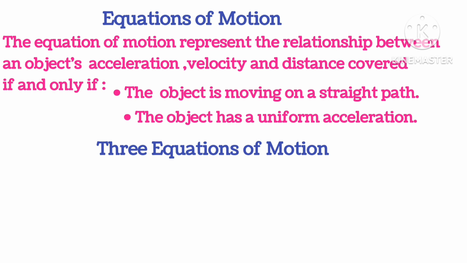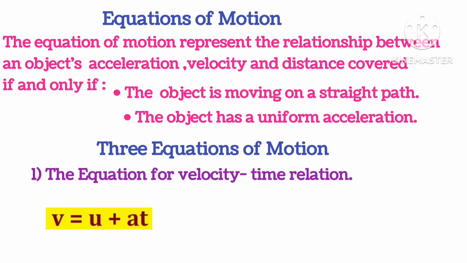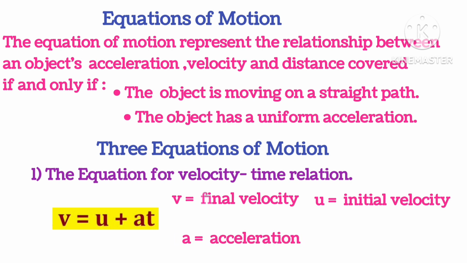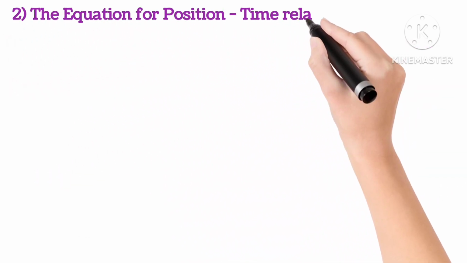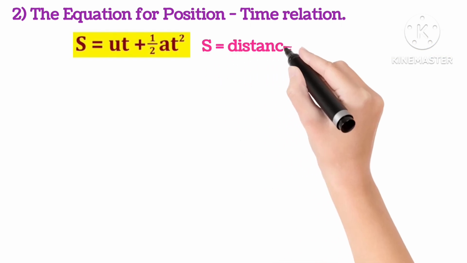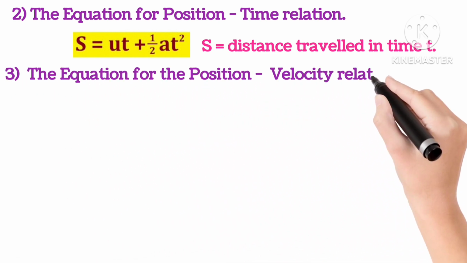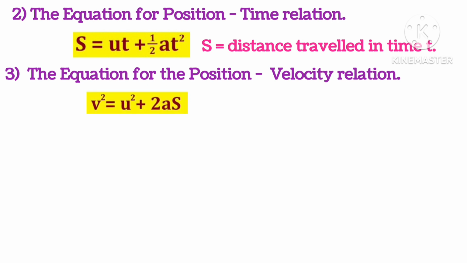Three equations of motion. The equation for velocity time relation: v is equal to u plus at, where v is the final velocity, u is initial velocity, a is the acceleration and t is the time. Second is the equation for position time relation: s is equal to ut plus half at square, where s is the distance travelled in time t. Third is the equation for position velocity relation: v square is equal to u square plus 2as.